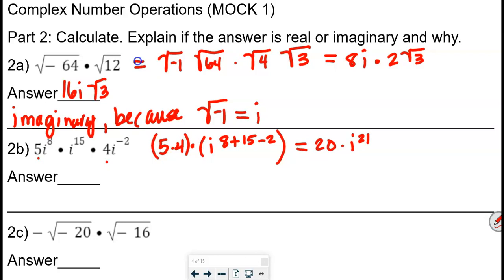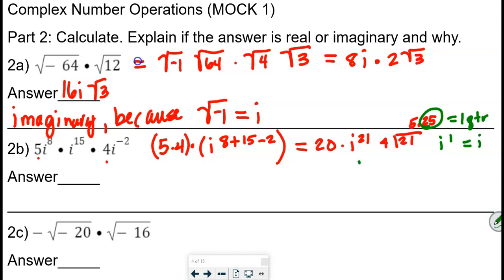Now, hopefully you remember how to do these. So what we're going to do is we're going to take this 21. Remember, our cycles of i go in fours. So we're going to divide 21 by 4, and that's going to give us 5.25. Okay, and then what we're interested in is this .25, right? So that's 1/4. So it's going to be i to the first. And if you remember, i to the first is i.